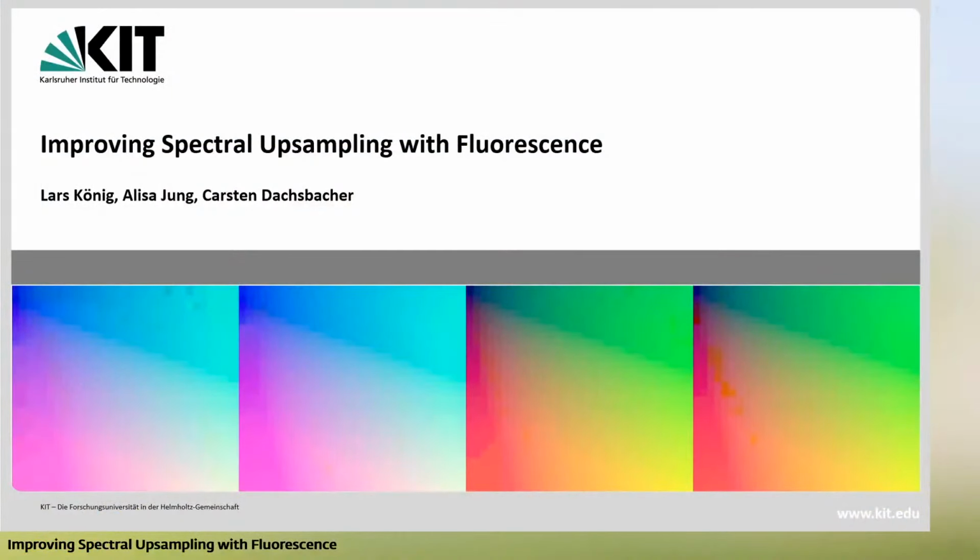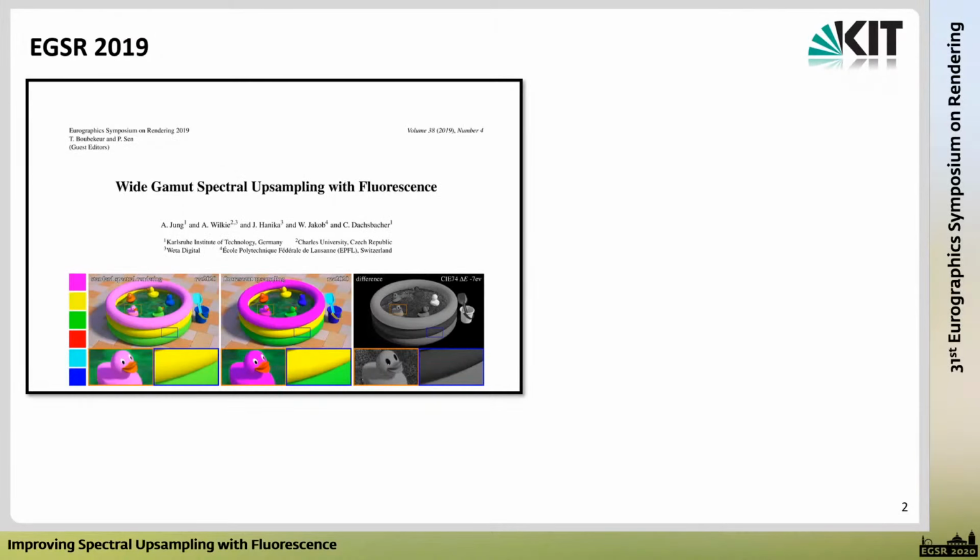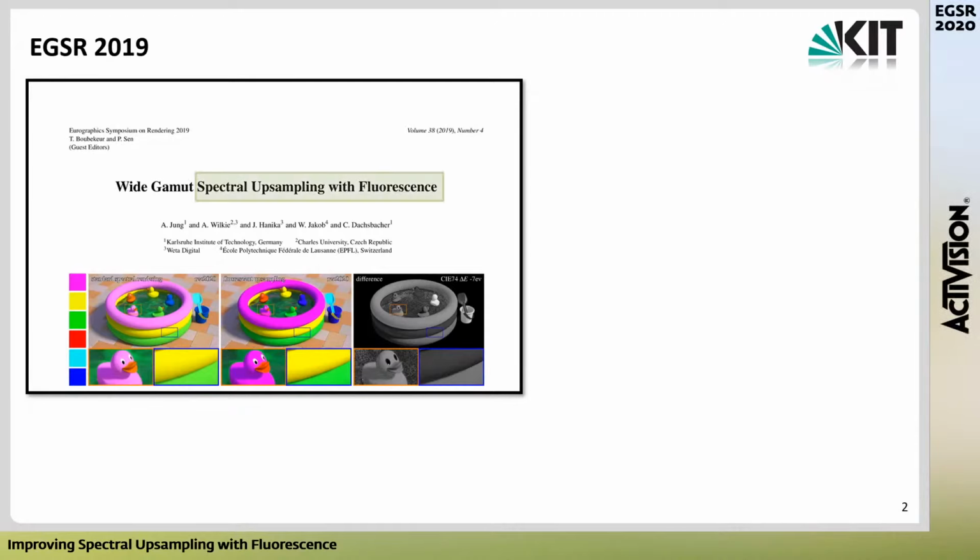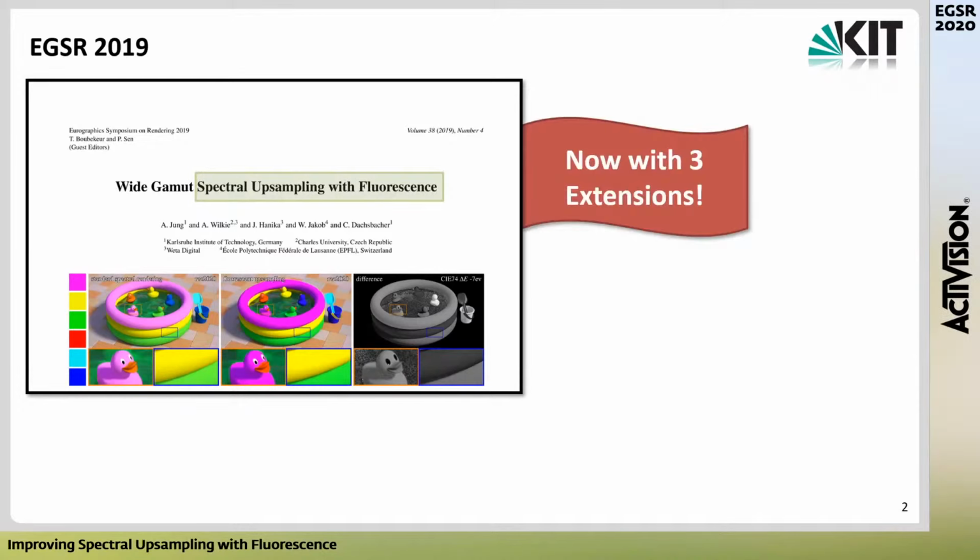Hello everyone, my name is Elisa, and I would like to tell you how we improved spectral upsampling with fluorescence. This work is based on last year's EGSR paper, Wide Gamut Spectral Upsampling with Fluorescence. So first I will recap what spectral upsampling is and how fluorescence can help it, and then I will tell you 3 ways in which we extended this approach.